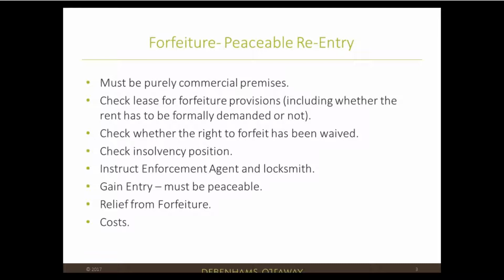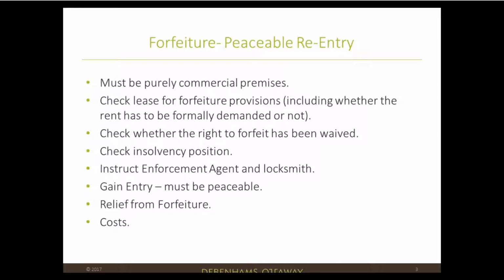The next thing to check is the forfeiture provision in the lease. The standard provision in a commercial lease is that if rent is unpaid for 14 or 21 days after it falls due, then the landlord is permitted to re-enter the premises and terminate the lease. Another thing to look out for in that provision, though, is whether or not the rent has to be formally demanded. What you want to look for are the magic words that the landlord can re-enter whether or not the rent has been formally demanded.